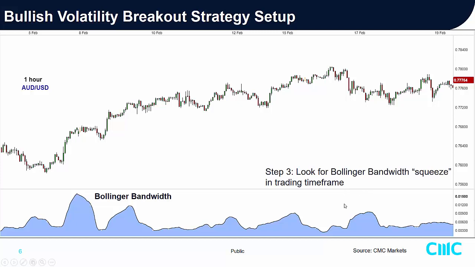So with this Bollinger Bandwidth, I'll look out for a squeeze in the trading time frame, which is my 1 hour time frame. If you look at the recent price action, the Bollinger Bandwidth is actually declining, which indicates to us that the upper and the lower Bollinger Band are getting closer and closer in terms of their width.